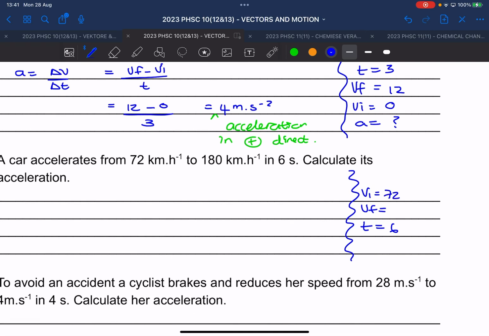72 kilometers per hour. Do we work in kilometers per hour? No, we need to take it to meters per second. How are you going to do that? Divide by 3.6. You can thank your friend next to you. Final velocity? 180. And again, you need to divide by 3.6. And when you do that, you get what? 50.